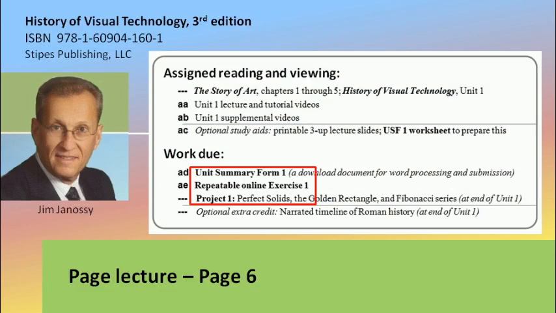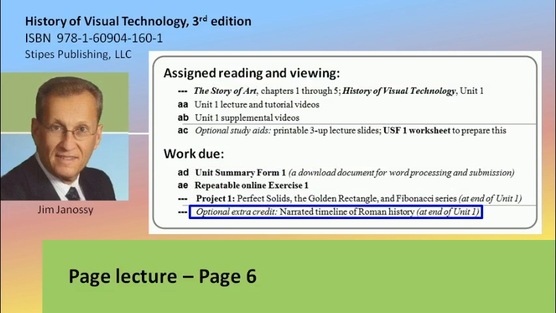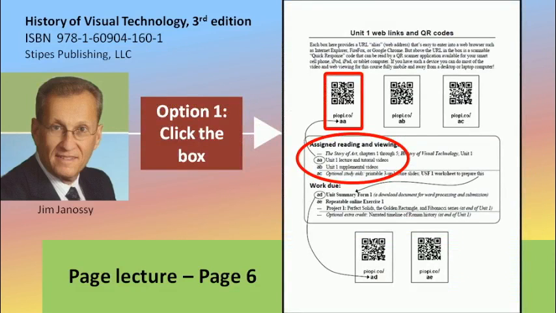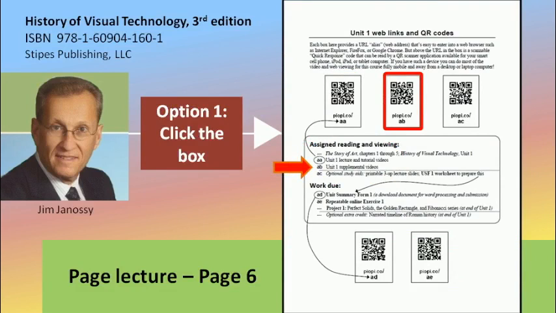And there's also a project in each unit, and it's documented at the end of the unit. There's also optional extra credit in each unit. For Unit 1, it has to do with a timeline of Roman history. Just like the project, the extra credit is documented at the end of the unit's pages. And you'll notice that each one of these codes in front of the items that are assigned for reading and viewing has a box above, and you can click on any of those boxes to access the assigned readings and viewing. That's one way of getting to the assigned readings and viewings.